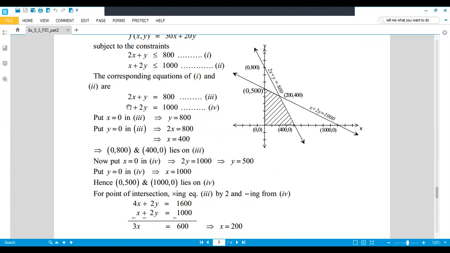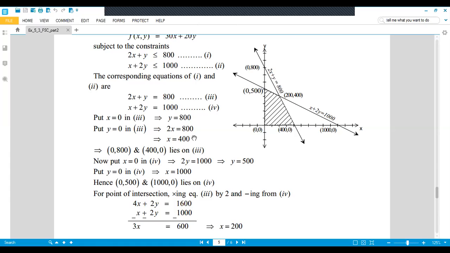Put x equal to 0 in equation number 3, so y is 800. So we get (0, 800). And for y equal to 0 in 3, we get x is 400. So (400, 0). And put x equal to 0 in 4, so we get y is equal to 500, and put y equal to 0 in 4, so x is equal to 1000.